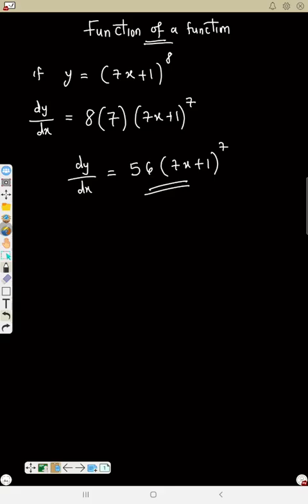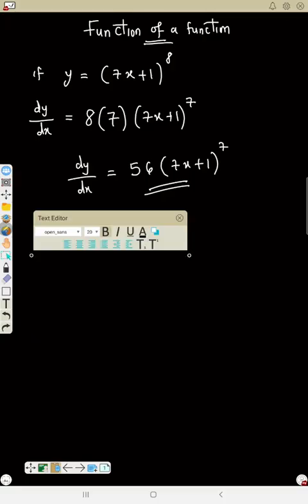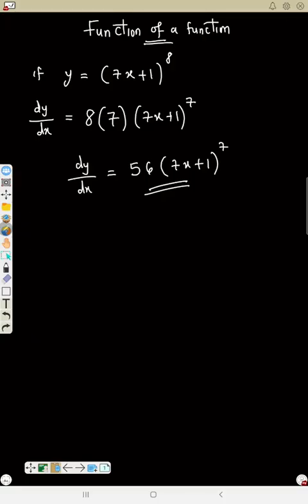The principle is the power, write it first, differentiate what you have in the bracket, rewrite everything in the bracket, and subtract 1 from the power. Hope you get the step. Okay, let's see another one. If y is equals to 2x squared minus 3x plus 1 raised to power 6, find dy dx.